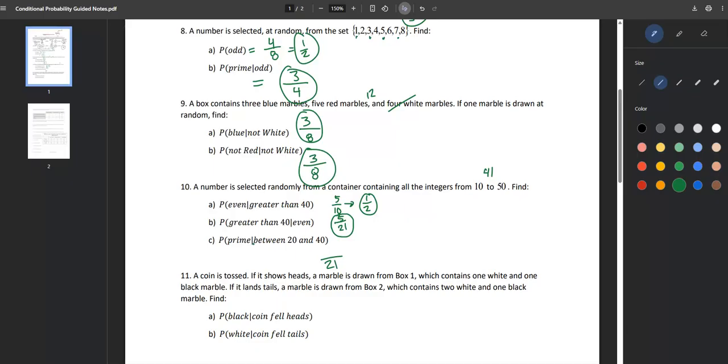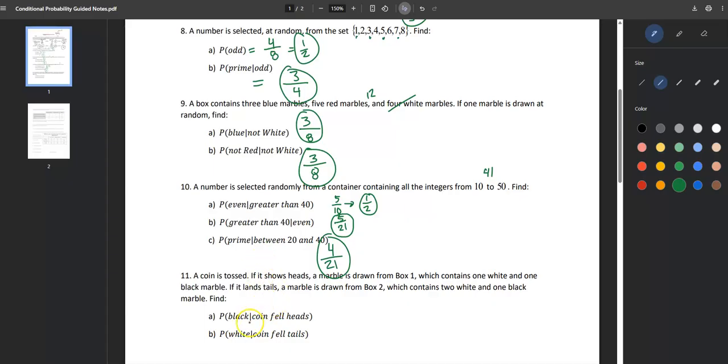29, 31, let's see, 37, and that would be it. So there's 4 of them from there as well. Okay. Sounds a little bit harder because you got to count them. If you need to write them out, do that, please. That'd be a good idea too.